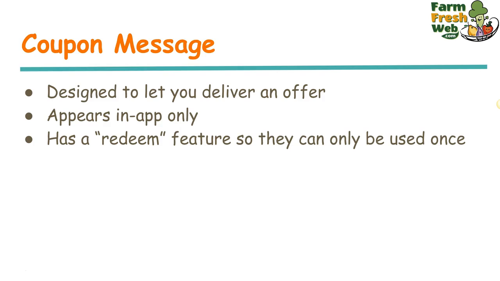A coupon message is designed to let you deliver an offer. It appears in the app only, and it has a cool additional feature. Basically, it has a redeem feature so that the coupon can be used only once. So let's say, for example, you're saying, hey, stop by and get a free tomato. Well, you don't want to be handing free tomatoes to the same guy over and over again. So basically on the app, there'll be a little button marked redeem. You click on that button, the coupon disappears and the customer can no longer redeem it.